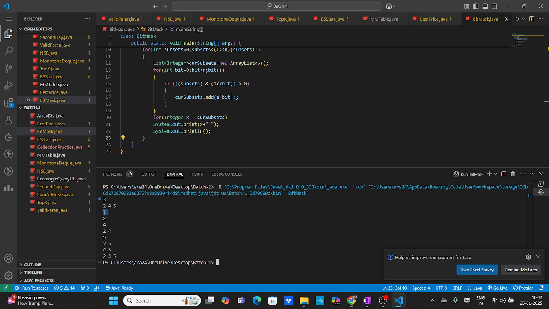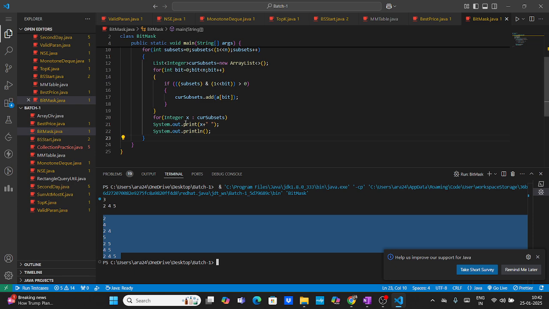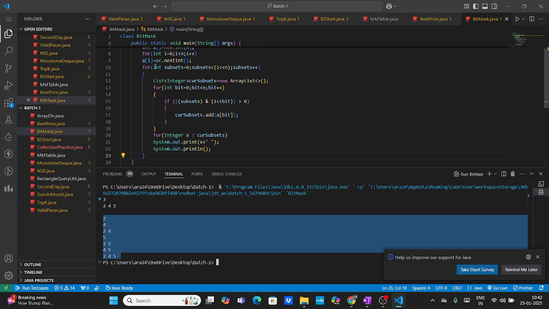So you can see a space, right? Space is nothing but the empty subset. We got 2, 4, 2 4, 5, 2 5, 4 5, 2 4 5. We got 8 subsets, right? Now let's go through this again.